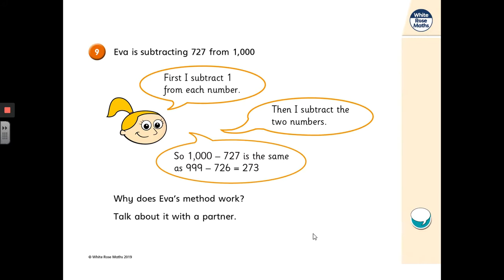Write a little explanation, and you could talk to an adult or someone around your house, a sibling maybe, who might help you to understand that question a little bit. So have a look at what she's done. You might even want to work out both of those calculations to see if they are actually right, see if you agree, and to write your answer.